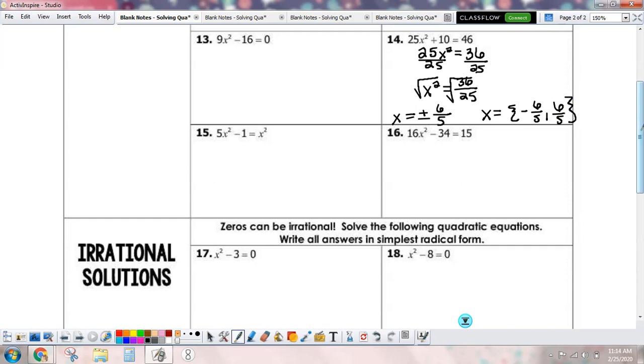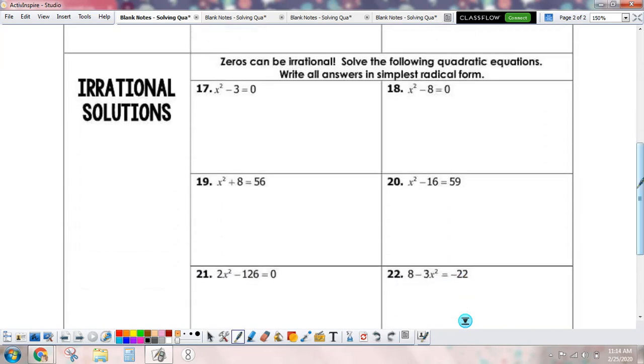Okay, so what if there's irrational solutions? So for number 17, we can get an answer, and you can have zeros that are irrational. Remember, solution and zeros mean the same thing. So we're going to solve the quadratic equations and write in simplest radical form. So for number 17, we're going to go ahead and add 3 to both sides. So I'm going to have x squared equals 3. Okay, and then I can go ahead and do my square root like step 2 says.